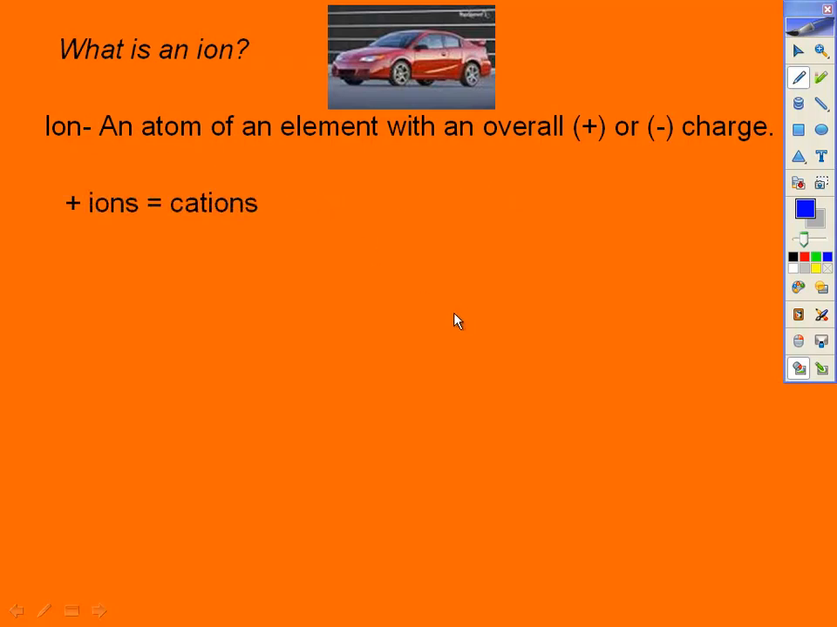Now we're going to learn some fancy pants names for these ions. The first is called a cation. A cation is anything with a positive charge. And the way that I remembered cation is that it has a T in it, which kind of looks like the plus sign there.